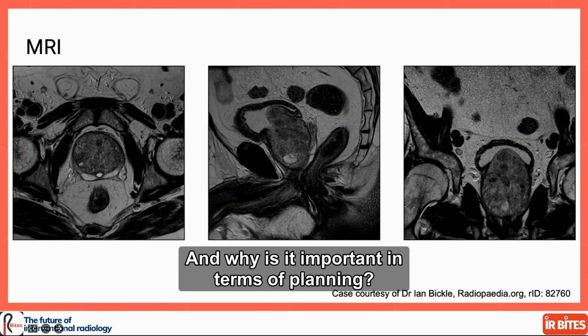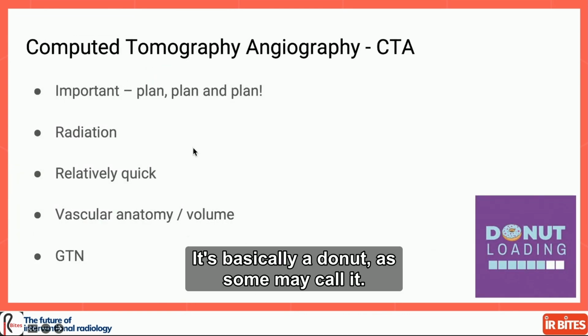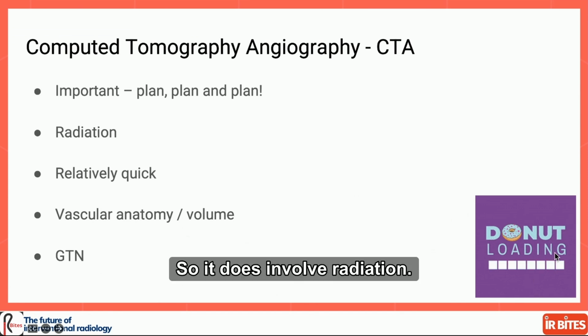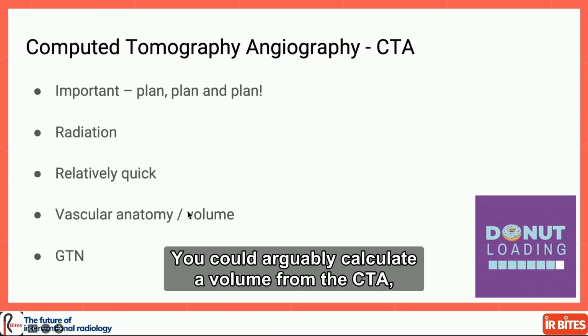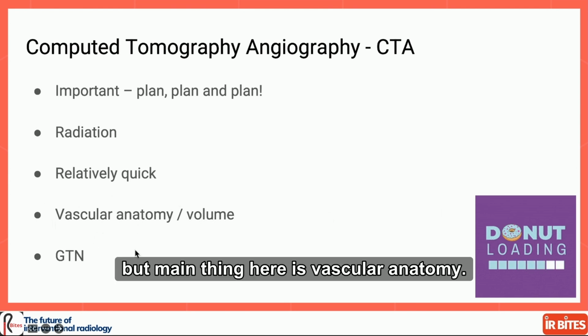And why is it important? In terms of planning, it's basically a donut, as some may call it, and that's why I've got that there. It does involve radiation. However, it's relatively quick, and it does allow good demonstration of vascular anatomy. You could arguably calculate a volume from the CTA, but the main thing here is vascular anatomy.